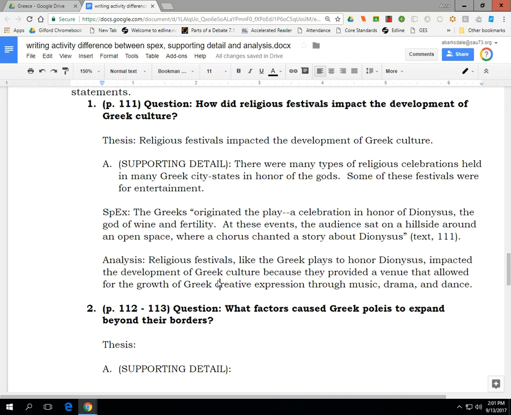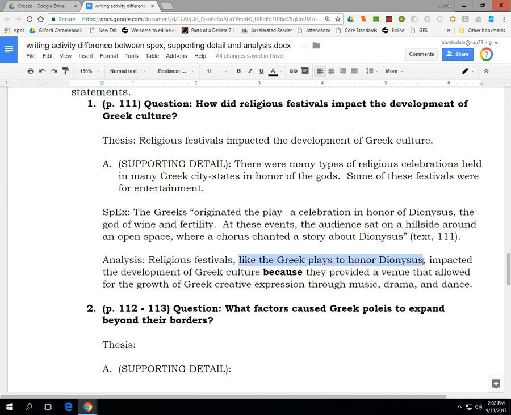Now I go on to the analysis. Remember, the analysis statement is an explanation of how your specs prove the thesis correct. Usually, analysis statements have the word because in them, because that means you're clearly explaining why. Okay? So what I did, this is practice, but I said religious festivals. You'll notice that's the same as my thesis. And then I recognize my specs.